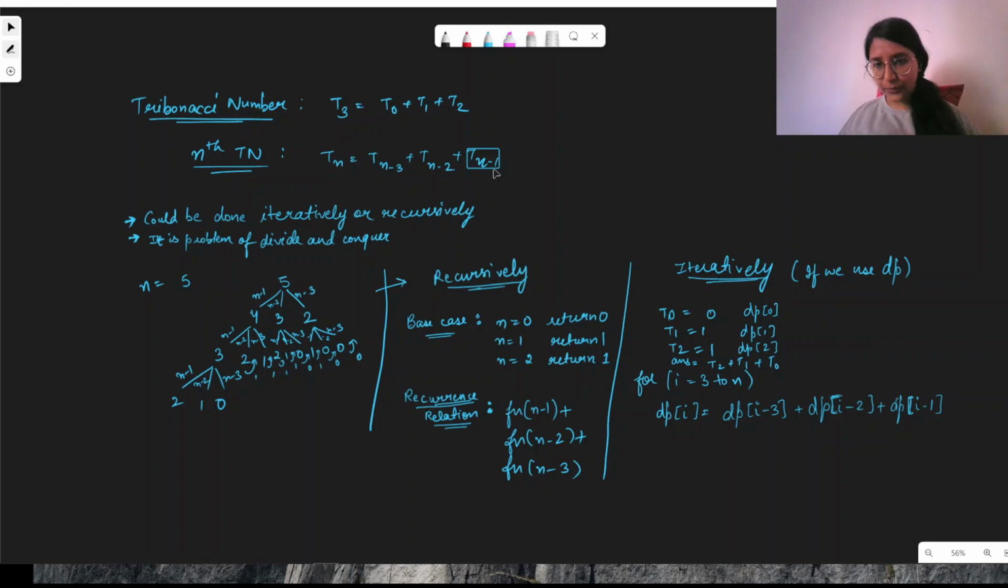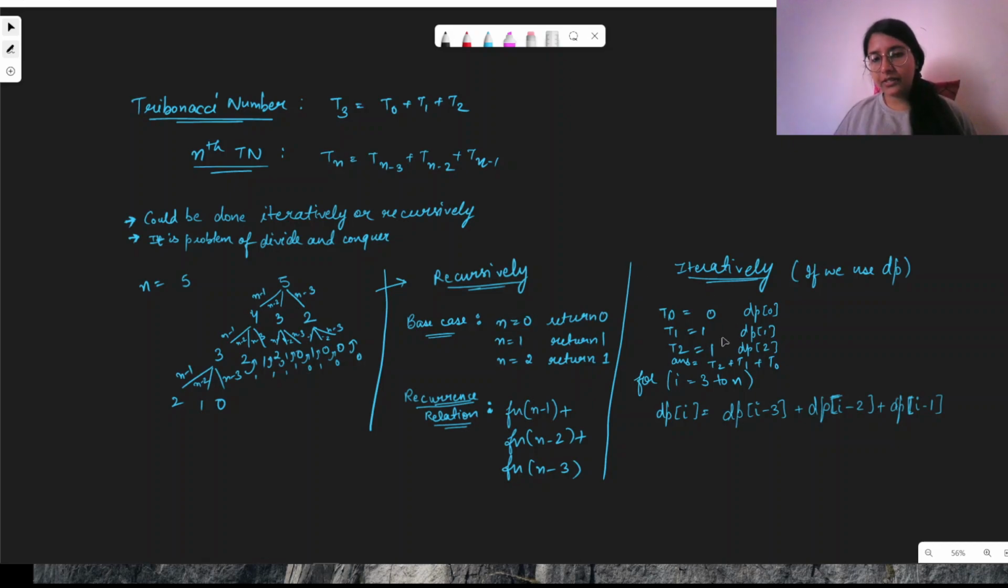According to this, in our function we will be putting the n minus 1 term, then the n minus 2 term, and then the n minus 3 term, and then adding them up. Whatever result we get after all the recursive calls reach the base cases would be our answer. So this is an overview of the recursive solution.